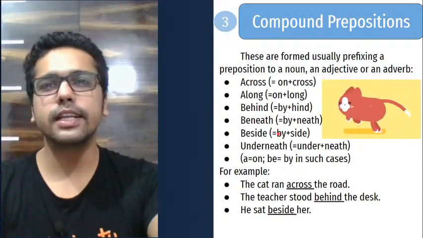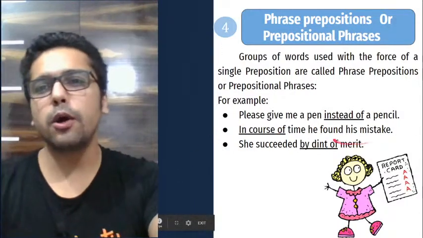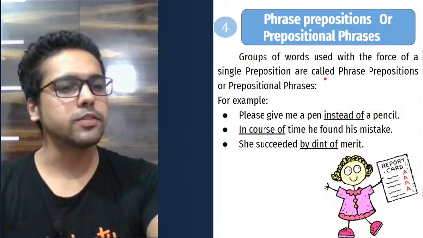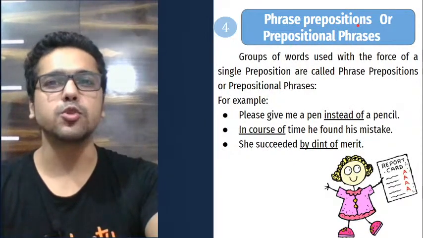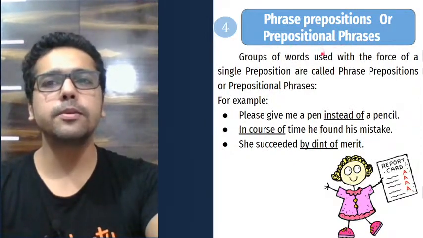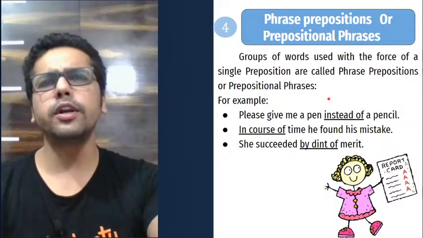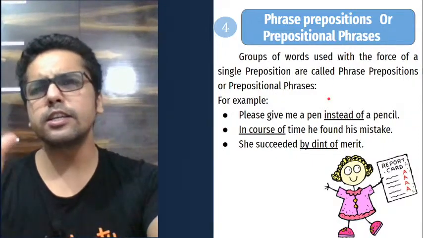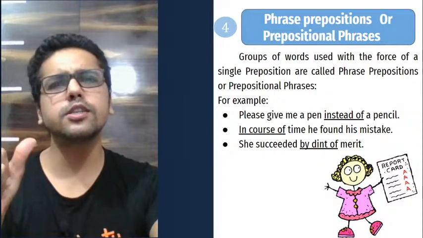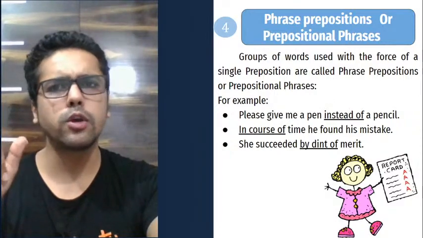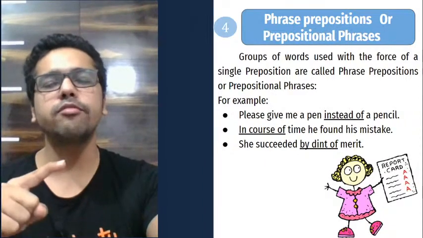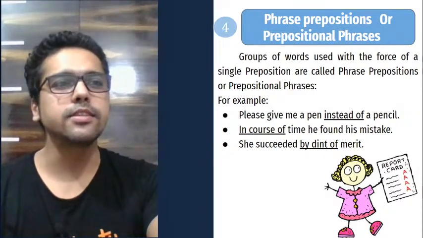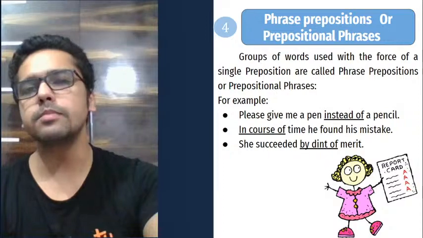Okay, perfect. Now, let's talk about the fourth type of preposition, which is a phrase preposition or a prepositional phrase. Now, why do we call it phrase preposition? Let's understand what a phrase is. We have discussed this earlier in the previous sessions when we did clauses. A phrase is a group of words without any finite verb that makes some sense. That makes incomplete sense, but it makes some sense.